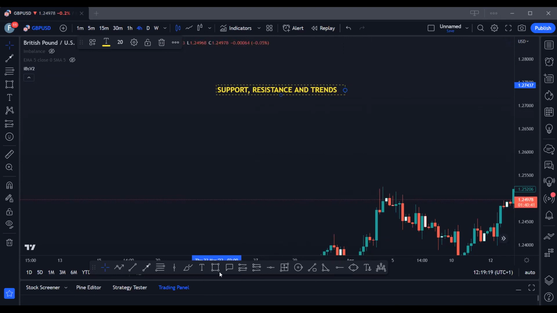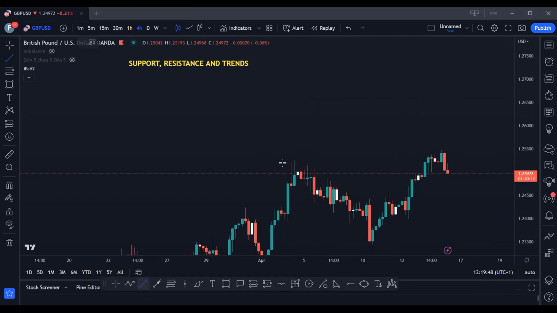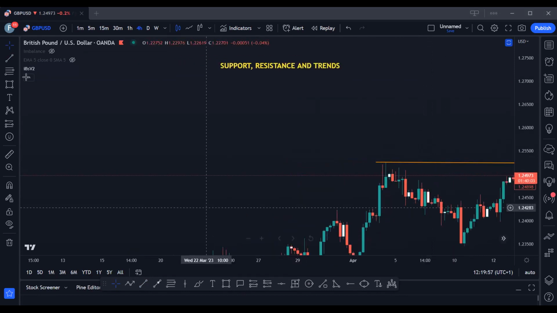When price is at resistance, what do we do? Do we buy or do we sell? We sell. Perfect. I'm glad we all get that. It's a very, very basic concept, but as basic as it is, a lot of people neglect it.